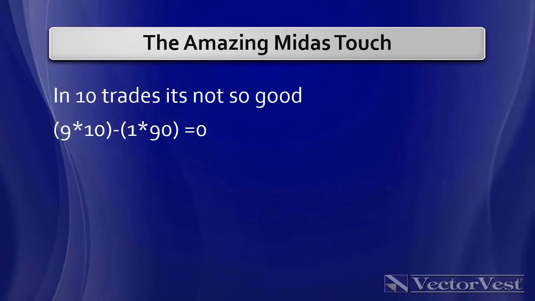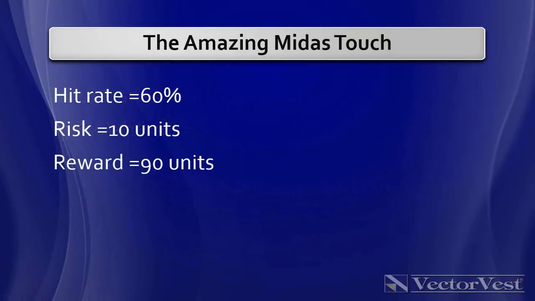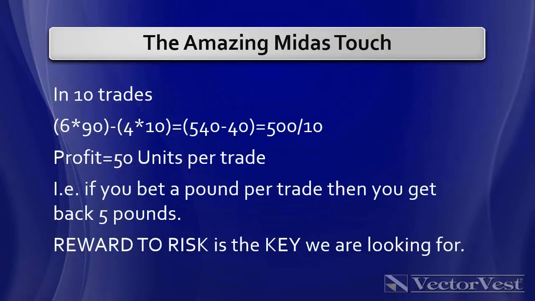Now, let's consider another system. A system that's right 60% of the time. But this system risks 10 units to make 90. And the sums on this occasion are very profitable indeed, in that he's only right 6 times out of 10, 6 times 90, 540, minus 4 times 10, which is 40, means that in 10 trades, he makes 50 units.